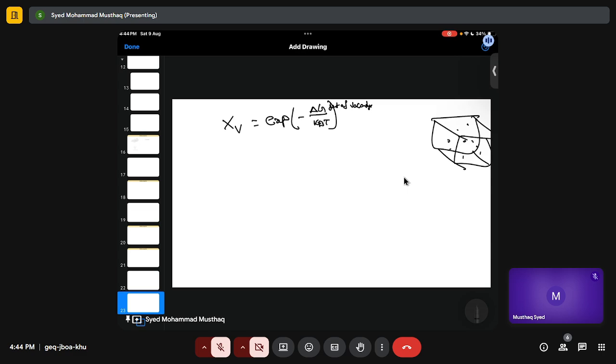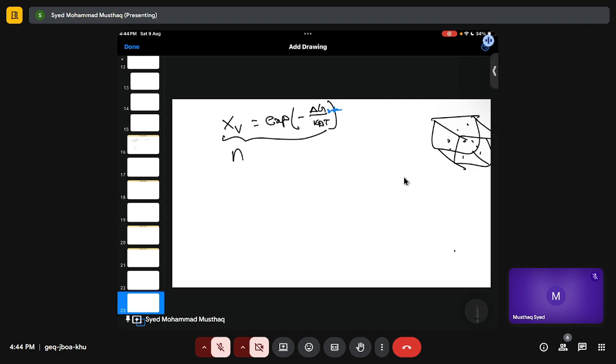Or the delta G is for the system. Okay, delta G of a system, the total energy of a system. Right, now how do I arrive at this one?